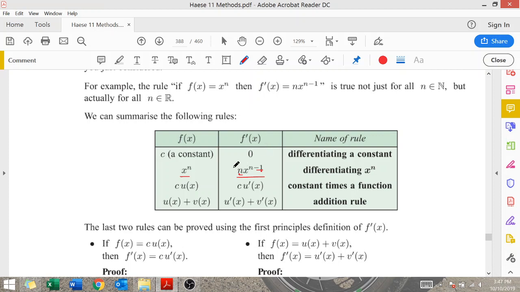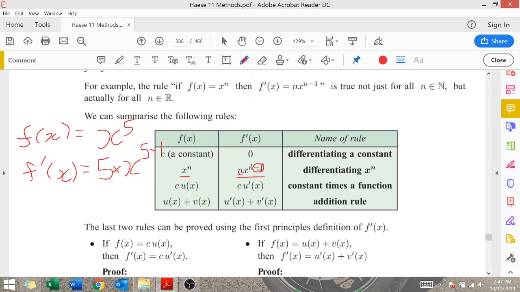Okay, so what we do is very simple. Whatever the power is, times x by that, and then x will be to the power of whatever that number was, take away 1. It's always going to be take 1. For example, if we had f of x equals x to the power of 5, then f dash x is going to be times by the power 5, take the power, to the power of 5 take 1. So 5x to the power of 4. There's your derivative. And that's called differentiating x to the power of n.